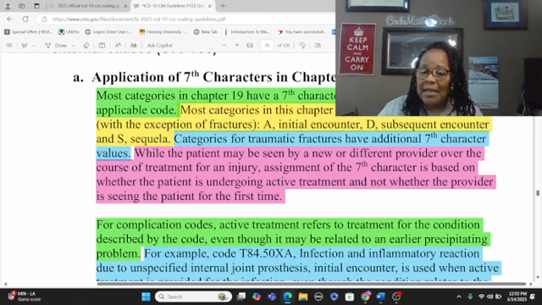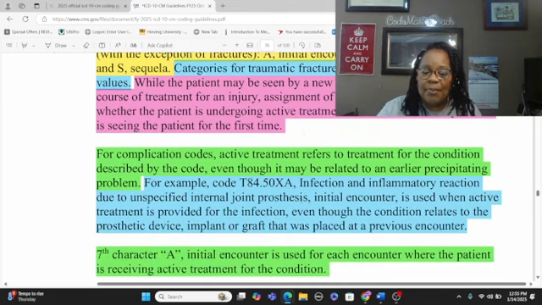While the patient may be seen by a new or different provider over the course of treatment for an injury, assignment of the 7th character is based on whether the patient is undergoing active treatment and not whether the provider is seeing the patient for the first time. It goes on to say, for complication codes, active treatment refers to treatment for the condition described by the code, even though it may be related to an earlier precipitating problem.